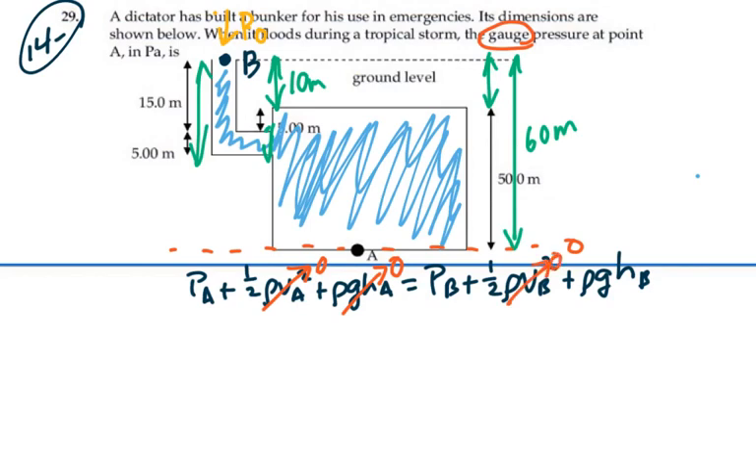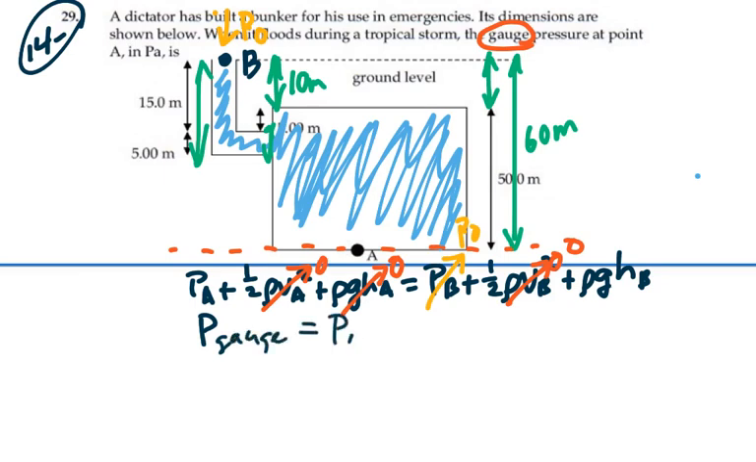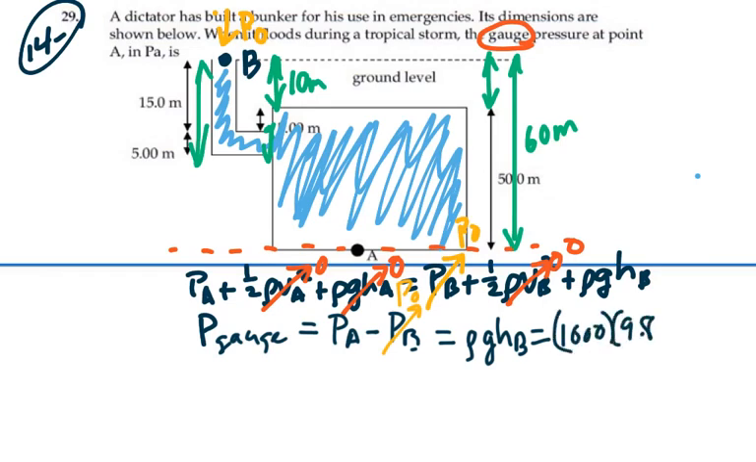at B is 0. The pressure at B is atmospheric pressure, and our gauge pressure is the difference, as we're looking at this, the pressure at A minus the pressure at B, which is the pressure at A minus atmospheric pressure, and that is equal to what's left over here, which is rho g height of B, which is going to be 1,000 times 9.8 times the height, which is 60 meters, and that is equal to 5.88 times 10 to the 5 pascals.